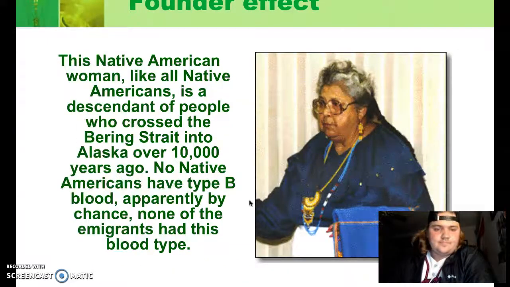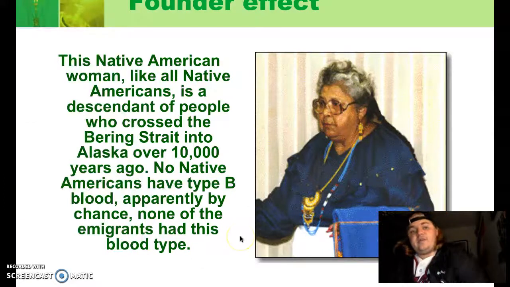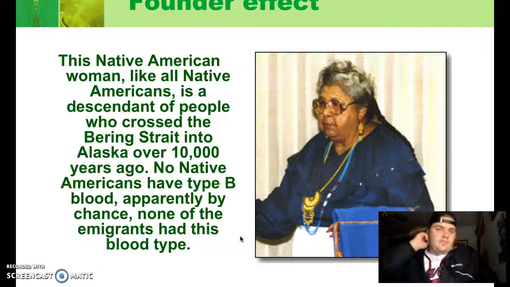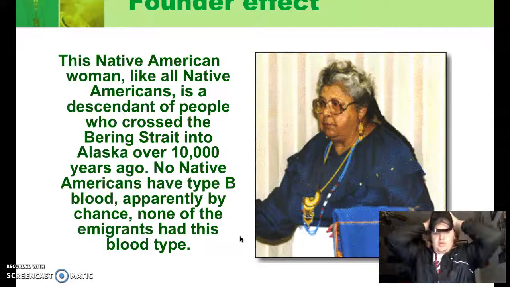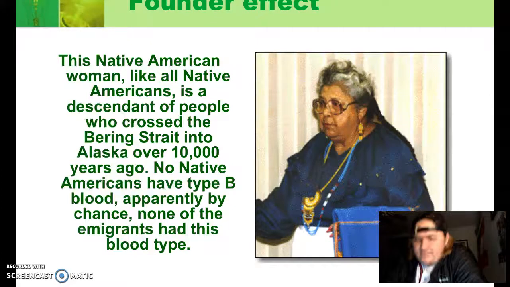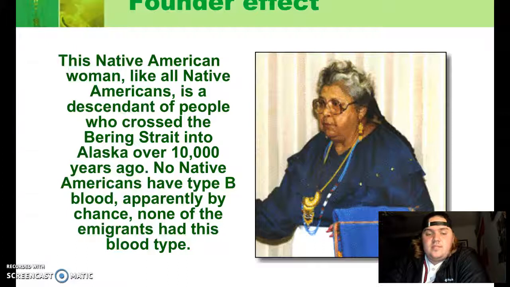Excuse me. This is an interesting fact about the founder effect. All Native Americans are descendants of people who crossed the Bering Strait into Alaska over 10,000 years ago. No Native Americans have type B blood, which is a crazy fact, because apparently by chance none of the immigrants had this blood type. So the other blood types were the only ones that came over, and if you're full-blood Native American, you will not have type B.